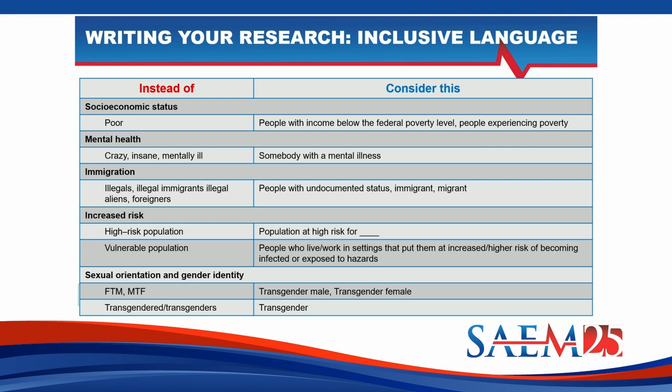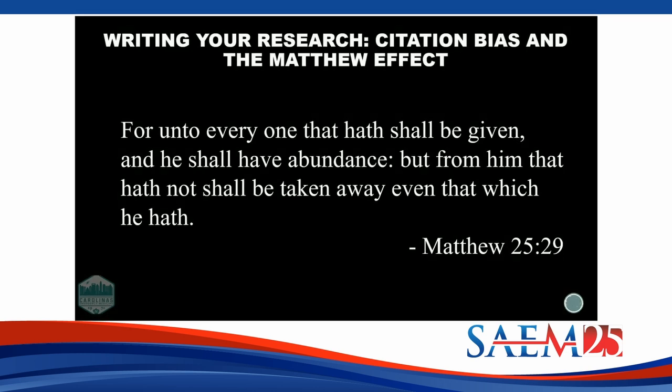So now we're going to go and talk about another important thing whenever you're writing your research, and that's citation bias. Citation bias is citing or not citing a source for reasons other than its relevance and quality. So there's numerous ways that this can play out in research, and one is by something called the Matilda Effect.